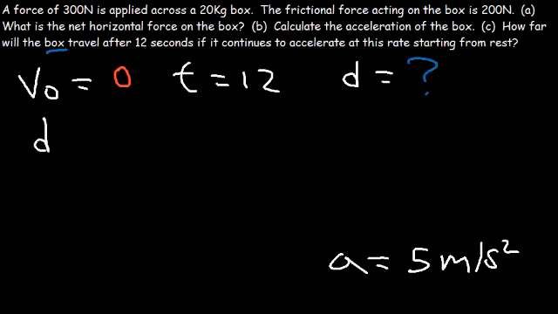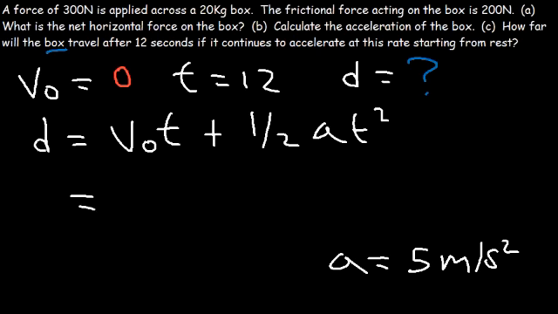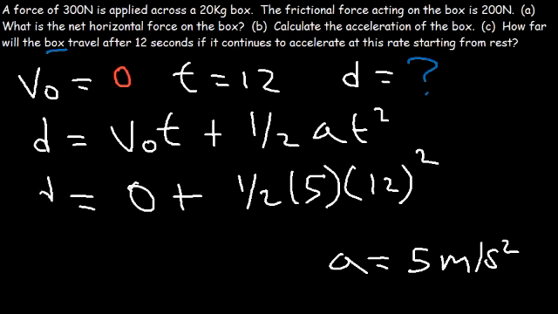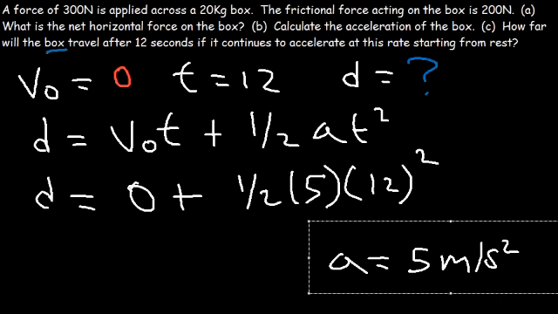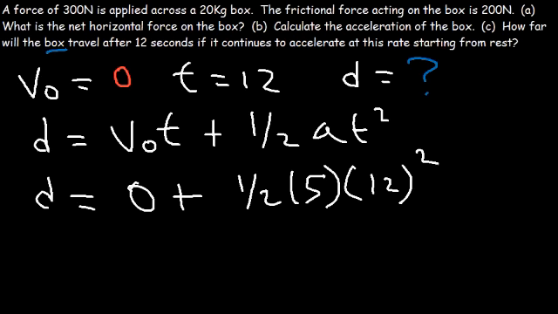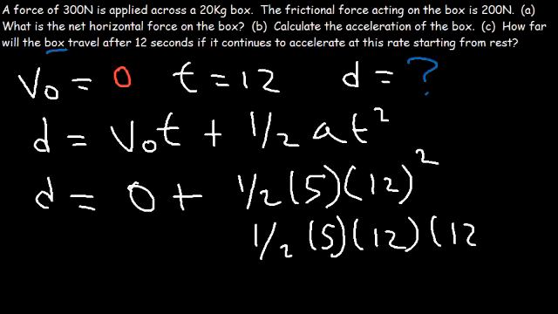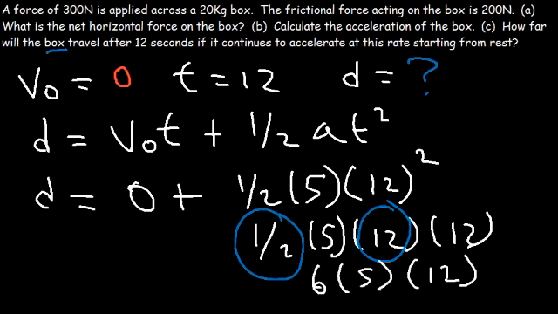The equation that you need is the displacement is equal to the initial speed multiplied by the time plus 1/2 at squared. The initial speed is 0. The acceleration is 5. And the time is 12. And let's not forget to square it. So we have 1/2 times 5 times 12 times 12. 1/2 times 12 is 6. 6 times 5 is 30.